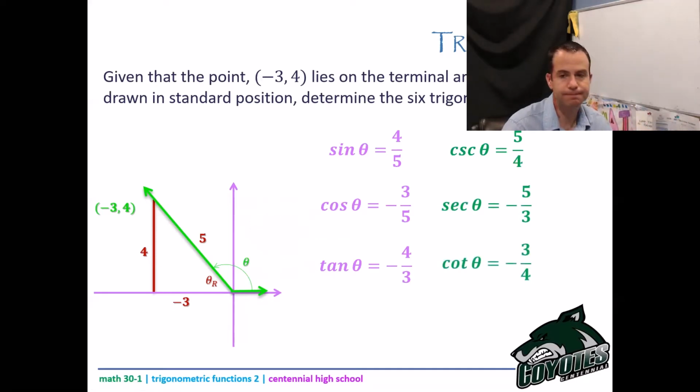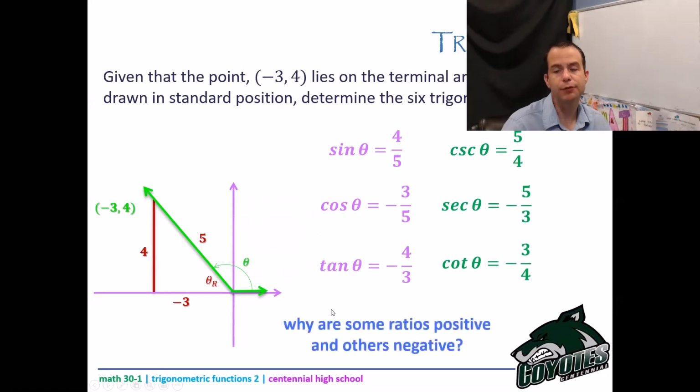Now, a question. Why are some of these ratios positive and others negative? Well, it has to do with who's negative and who's positive in the quadrant, right? Like in quadrant 2, all your x values are negative and all your y values are positive. In quadrant 3, all your x values are negative and your y values are negative. In quadrant 4, all your x values are positive and your y values are negative. And then back in quadrant 1, everything is positive.